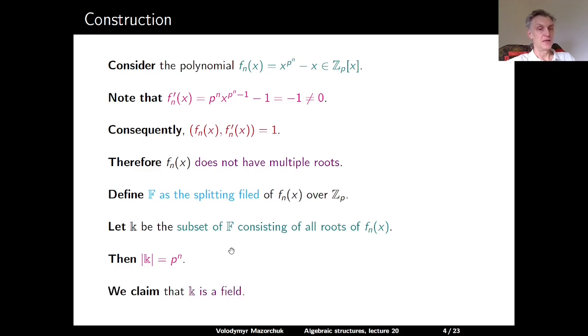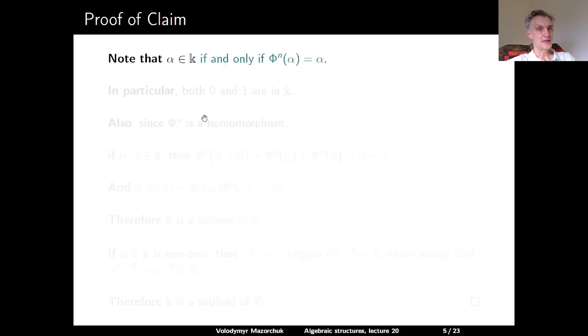So we claim that this k is a field. Note that an element alpha belongs to k if and only if the nth power of the Frobenius applied to alpha is equal to alpha, because the nth power of the Frobenius applied to alpha is exactly alpha raised to the power p to the power n. So in particular, first of all, we immediately see that both 0 and 1 are elements in this k.